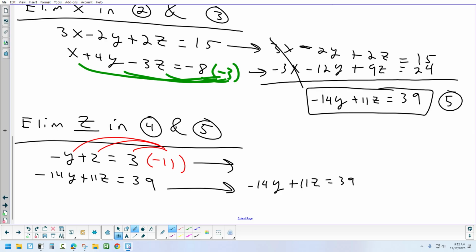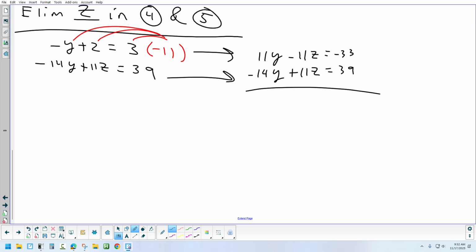And my top equation, positive 11y. So I'm just going to do minus 11z equals negative 33. Okay, let's add those up. What's 11y minus 14y? Negative 3y. Good. Negative 11z plus 11z, gone. And negative 33 plus 39, positive 6.